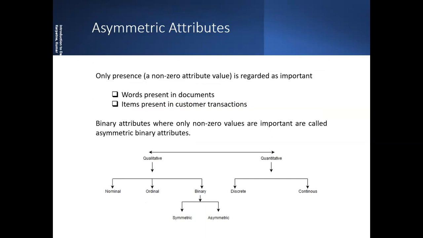This is a diagram where you can see qualitative and quantitative. Quantitative we divide into discrete and continuous. Discrete is without decimal points, and continuous is with decimal points. While qualitative we divide into three different types: nominal, ordinal, and binary, right? Nominal has no order, ordinal has an order, and binary we have symmetric and asymmetric.